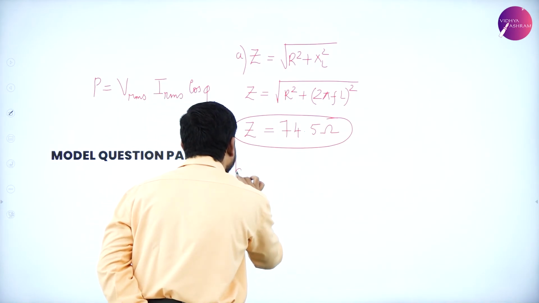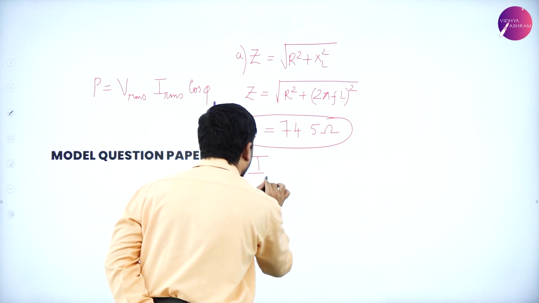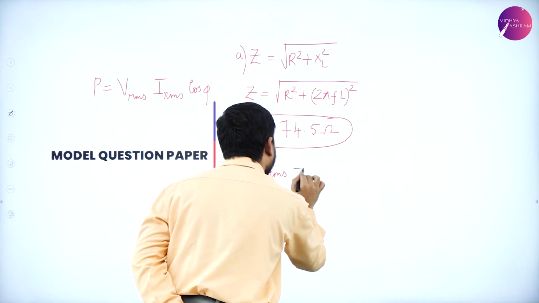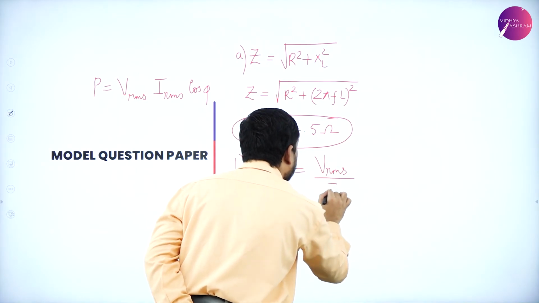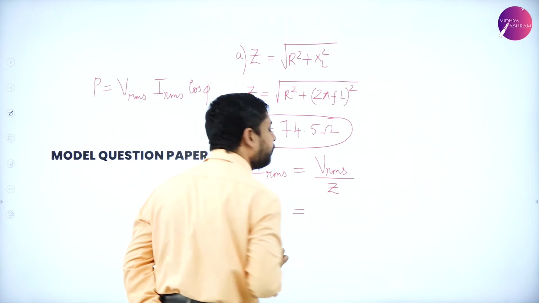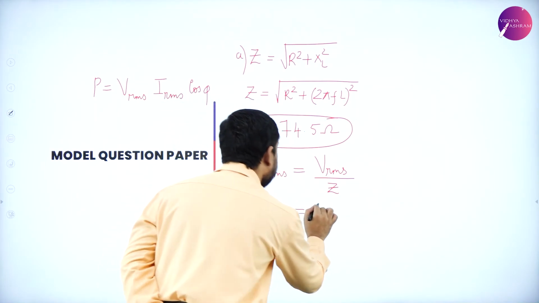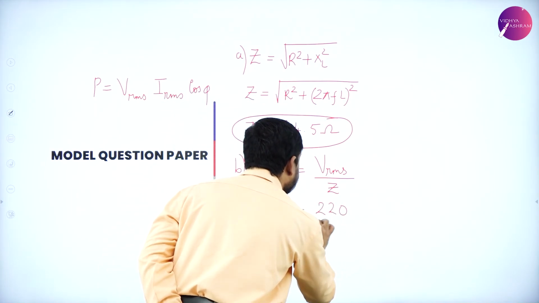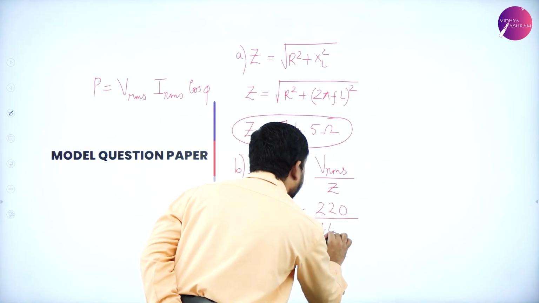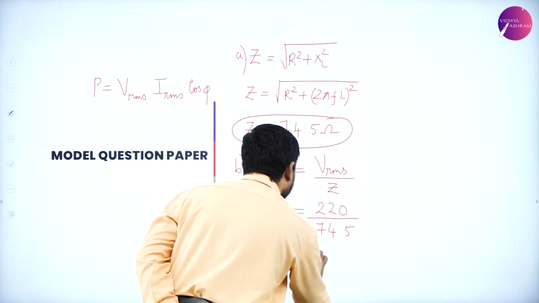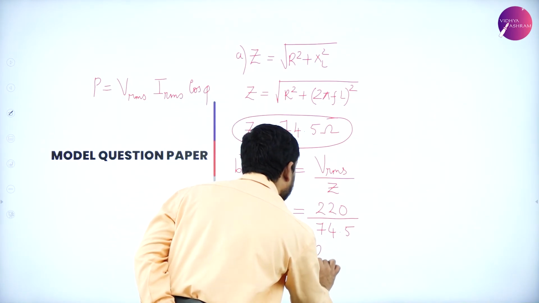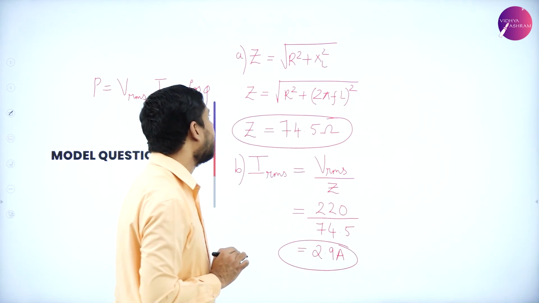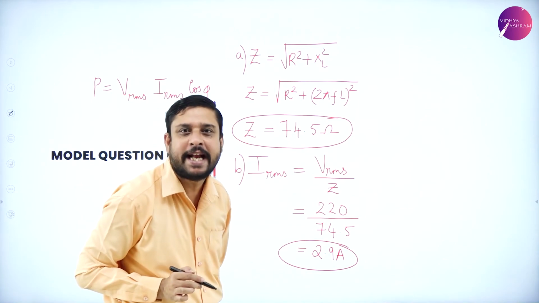Now once impedance is known, we know IRMS is VRMS divided by Z. VRMS is 220, Z is 74.5. So this turns out to be nearly 2.9 ampere. So IRMS is also calculated.